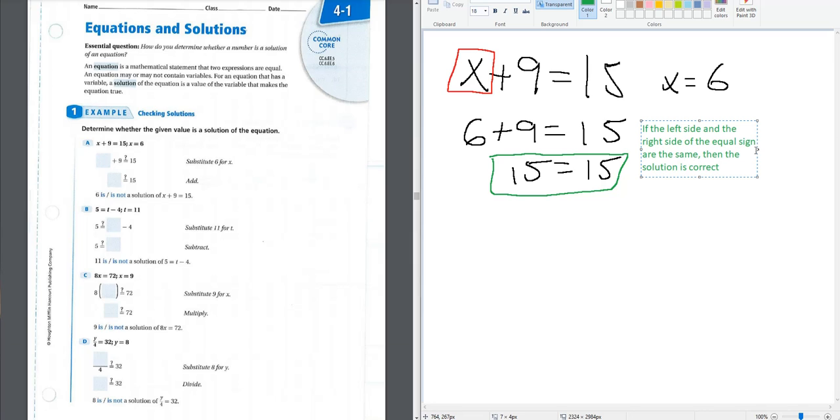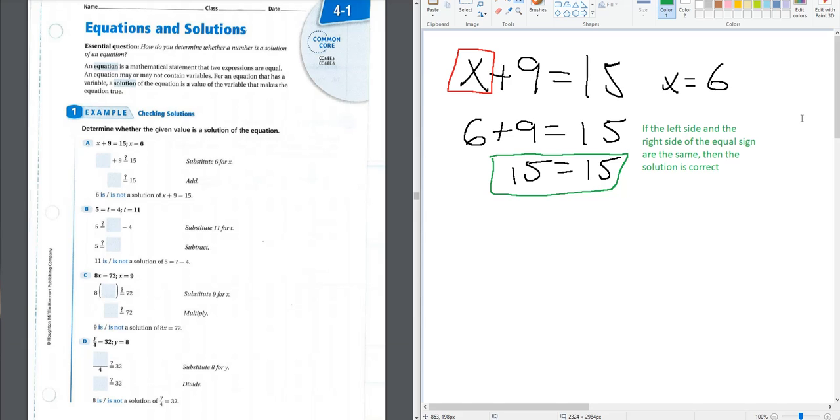Okay, so what's happening here is we are just checking if once we solve it out, does it actually give us 15? Because it's saying here that x plus 9 is 15. Awesome. Does it actually equal 15? If so, yes. If not, then no, it's not a solution. So that's what we're doing here.